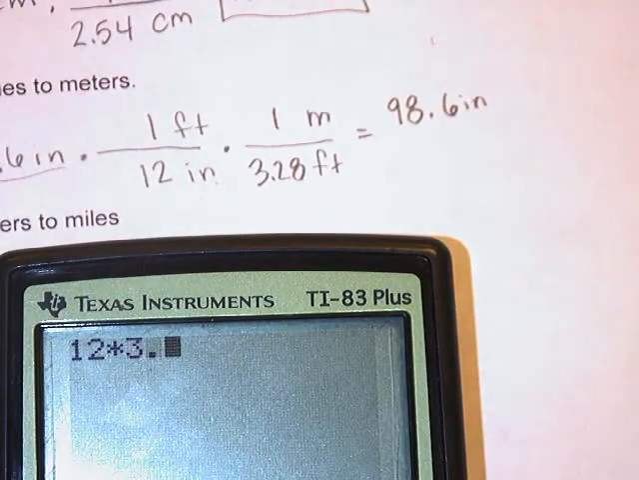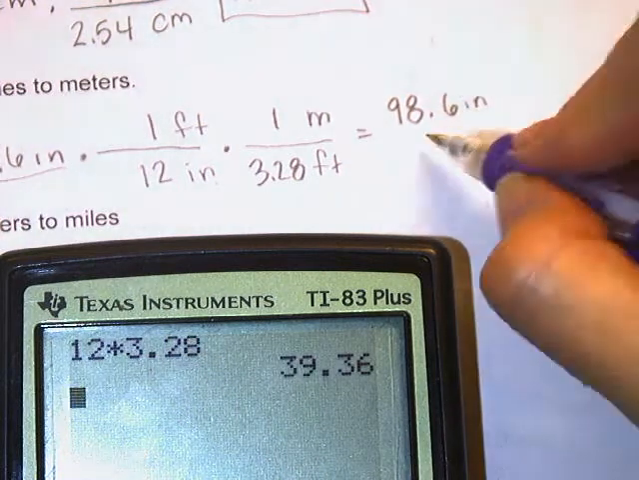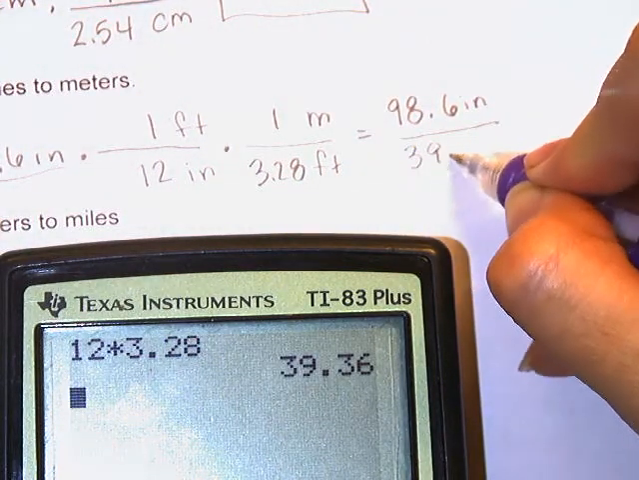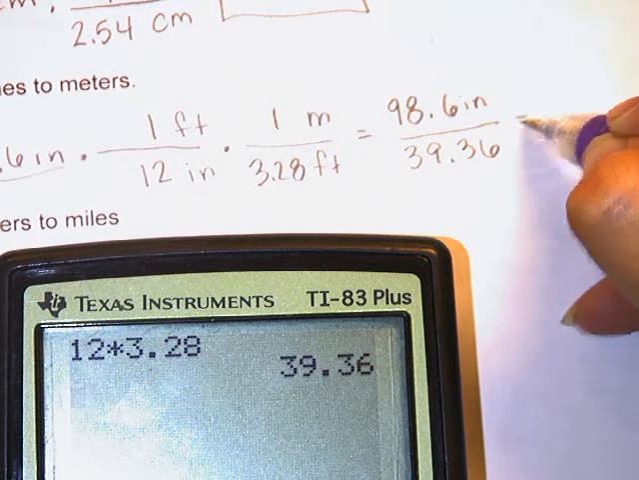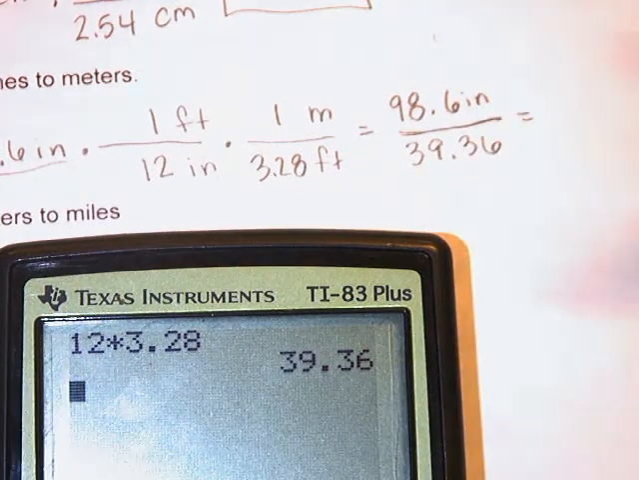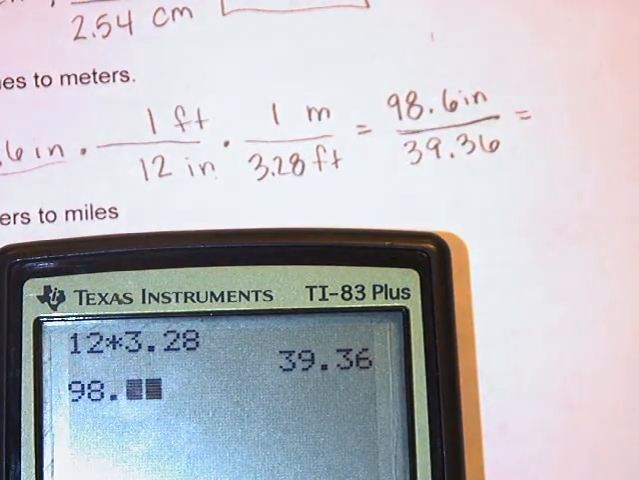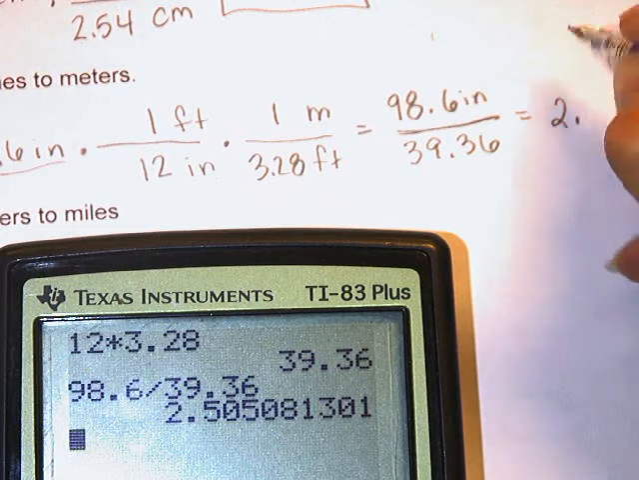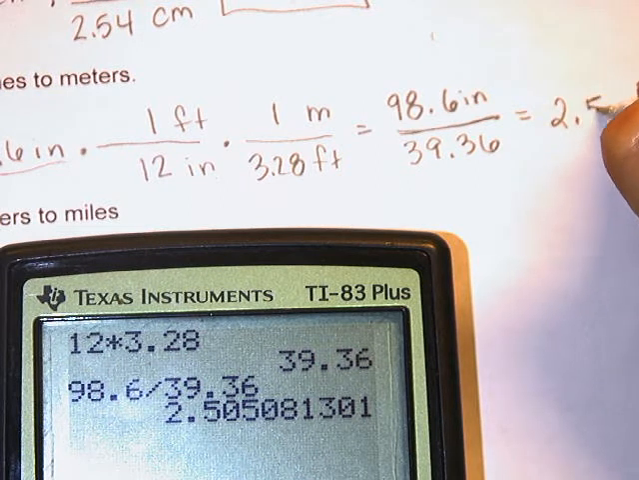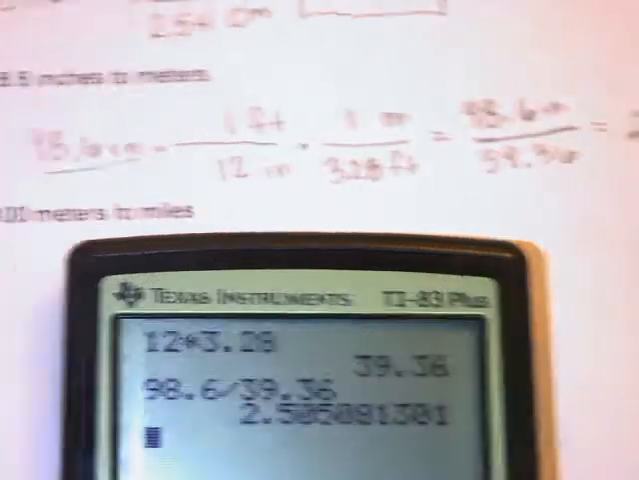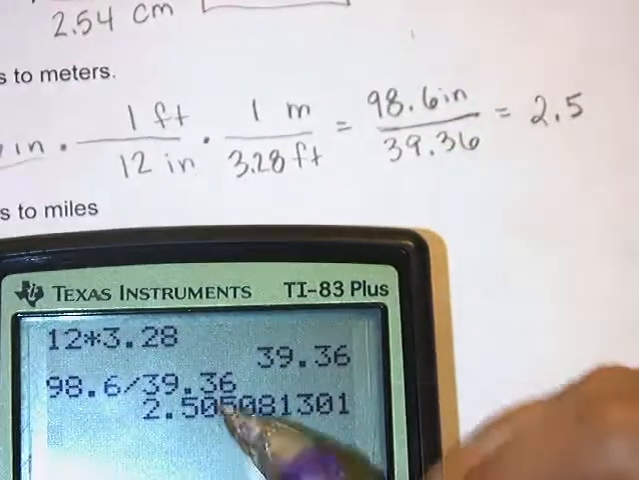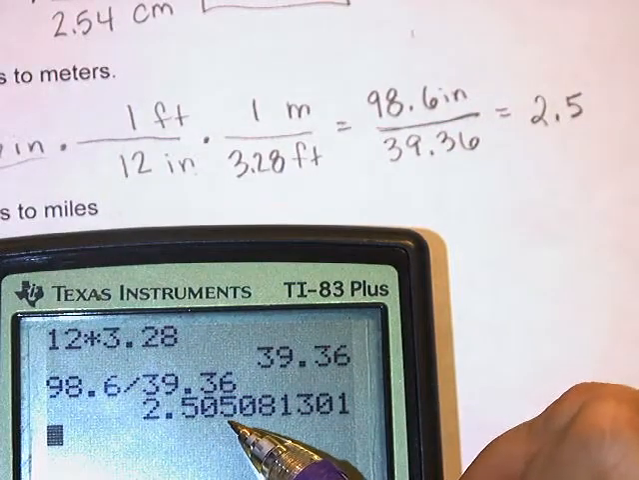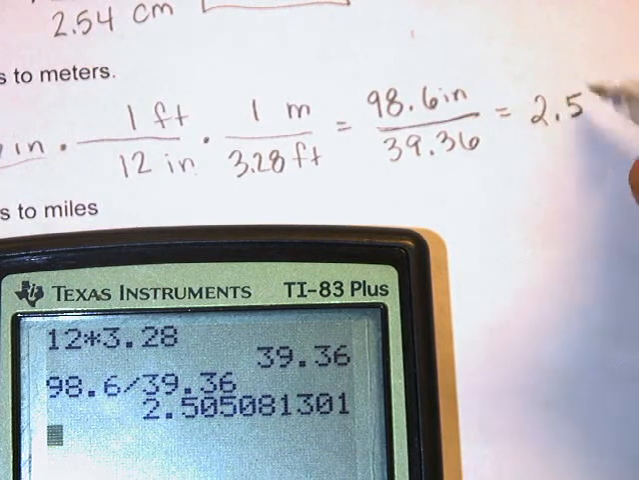12 times 3.28, giving me 39.36. And then remember, this big bar means to divide, so I'm going to take 98.6 divided by 39.36. And I get 2.5. And how many significant figures do we need? We need 3, so I need 5. And then this 5 here rounds that 0 up to a 1.